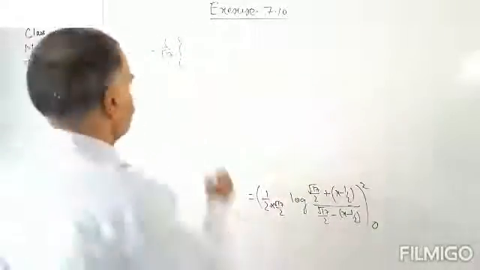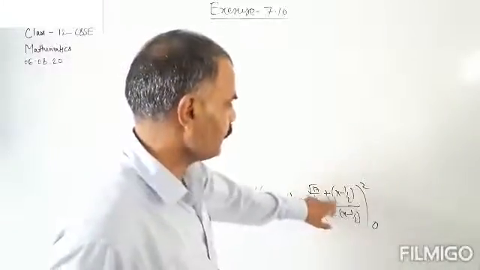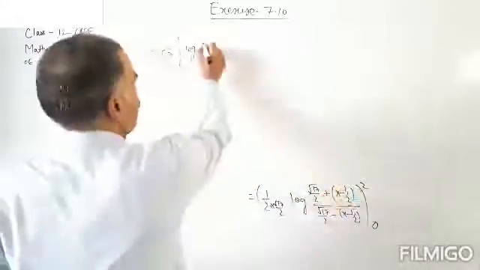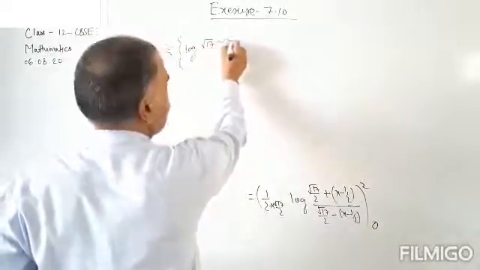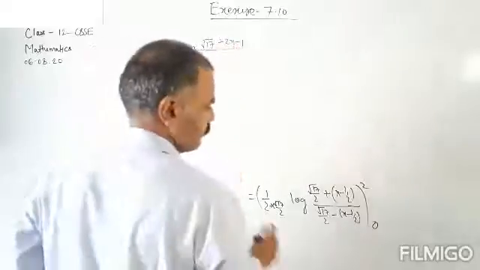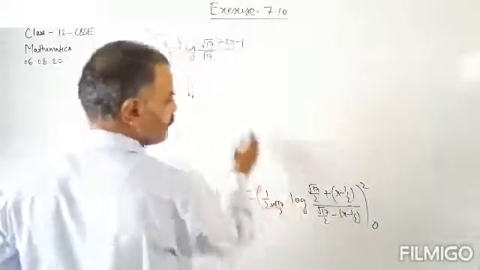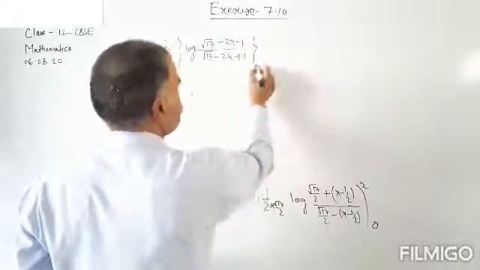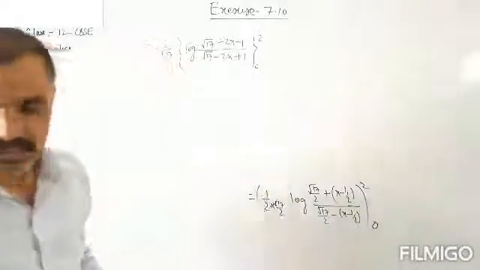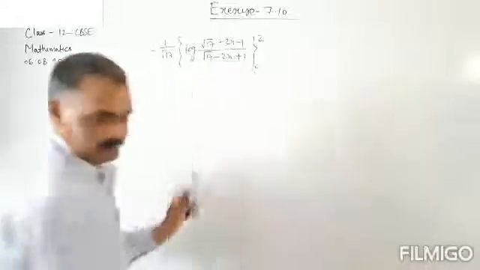Now log, under root 17 by 2, taking 2 as LCM: (under root 17 plus 2x minus 1) upon (under root 17 minus 2x plus 1). Okay, and the limit varies from 0 to 2. Now taking the upper limit minus lower limit.